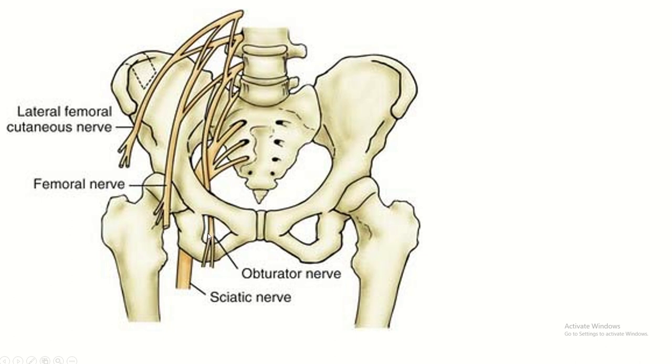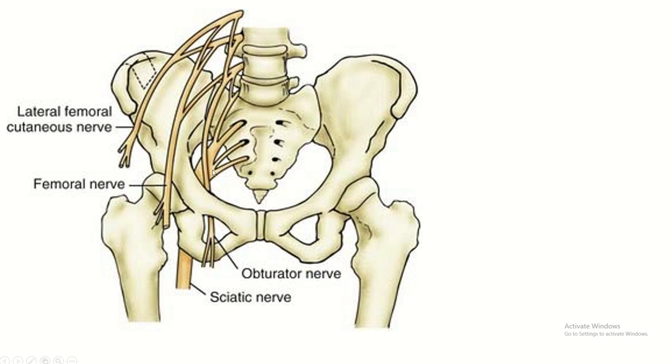The following nerves are related to the hip bone: through the obturator canal, the obturator nerve; the femoral nerve; and the accessory obturator nerve also pass below the attachment of the inguinal ligament. The lateral cutaneous nerve also passes below the inguinal ligament.